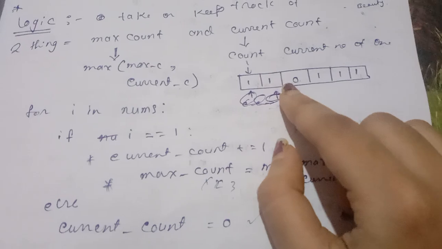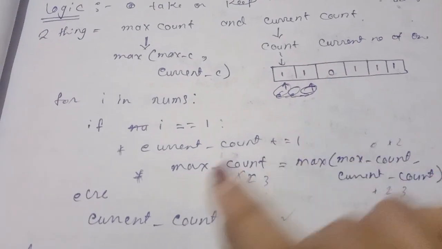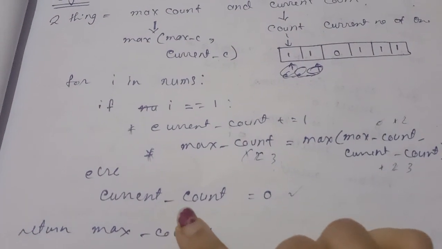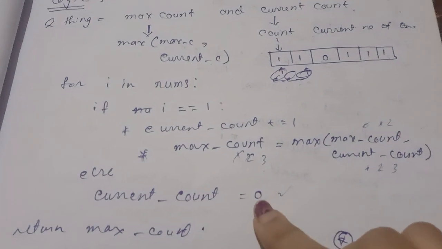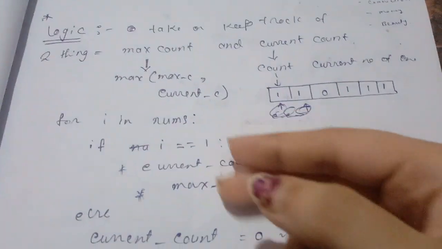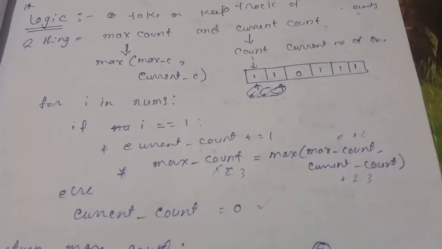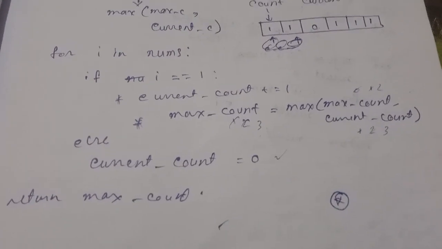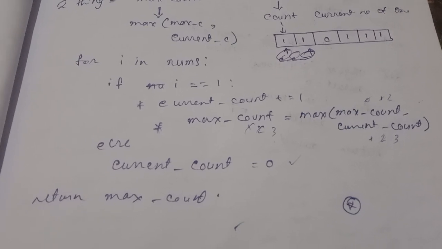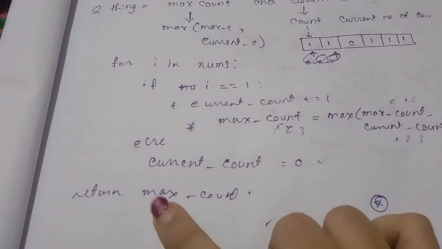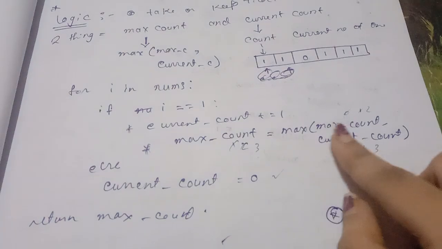But if the element is not 1, then we make the current count 0. As a result, the next time the iteration happens, it will start again from 1. That's how the counting will happen in a proper way, and we return the max count that we calculated here.